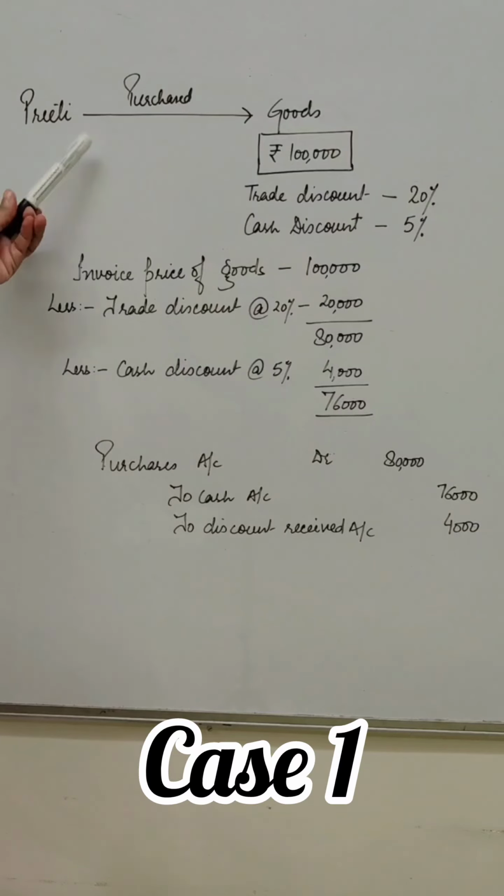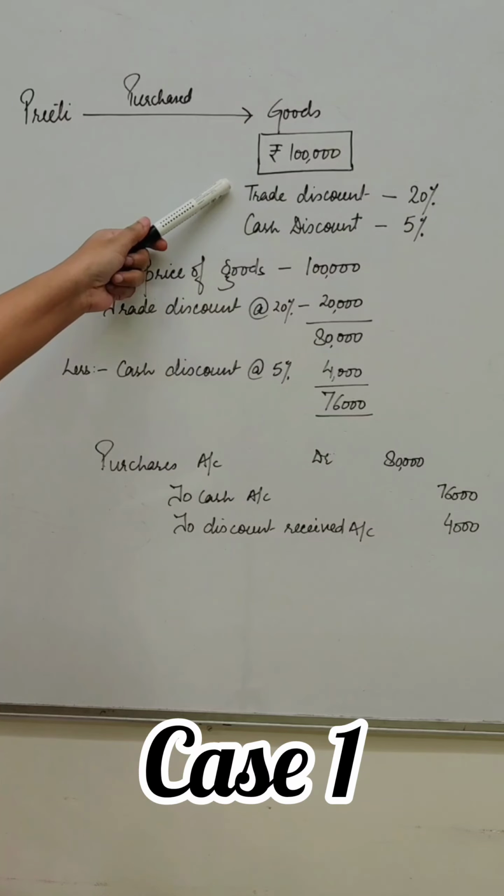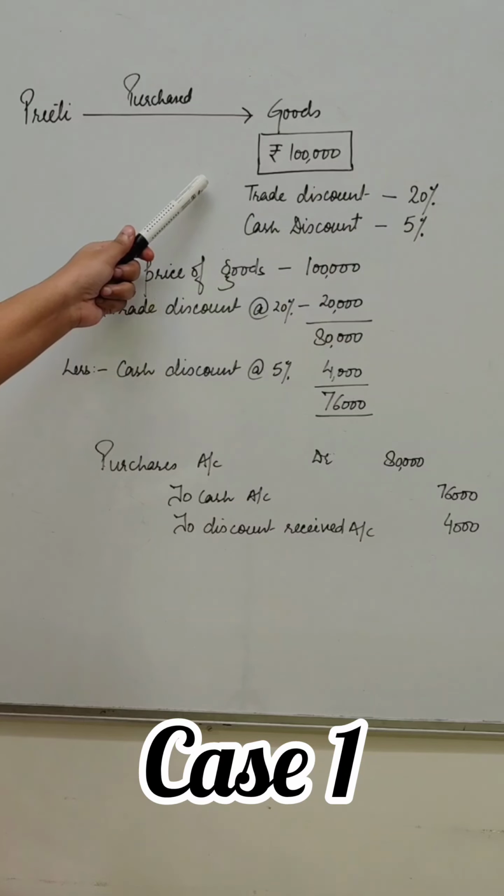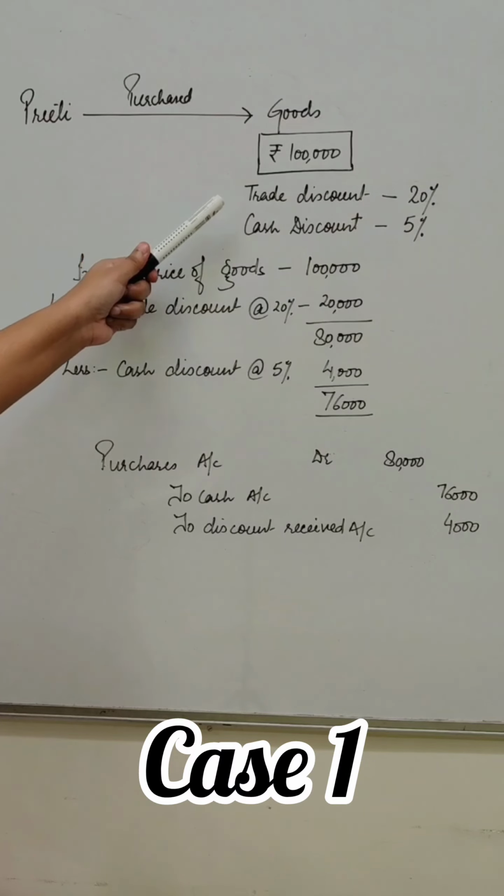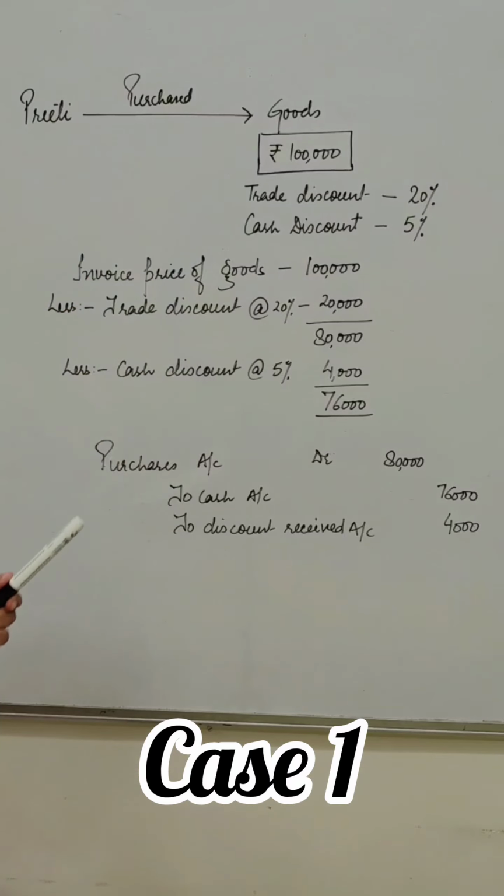Suppose Preeti has purchased goods worth rupees 1 lakh. On this purchase, she can avail two discounts, that is, a trade discount of 20% and a cash discount of 5%. Let's see how we will treat it.